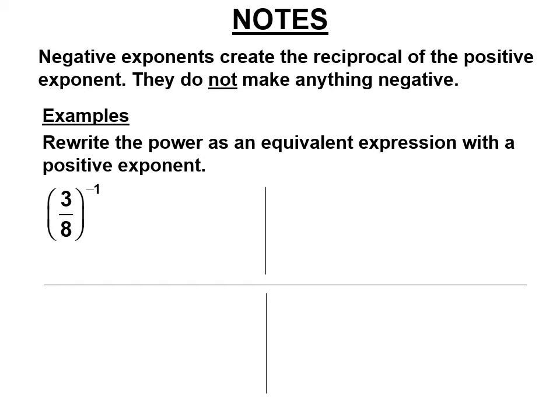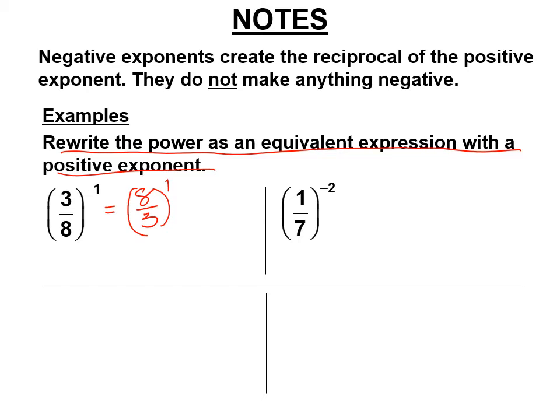All right. Negative exponents turn out not to make negative numbers. That's the number one thing you had to hear today. Negative exponents make reciprocals. Okay, so let's see this. So we have 3/8 to the negative first power. You're going to rewrite this power as an equivalent expression with a positive exponent. You literally just flip the number over and it's 8/3 to the first. That's all it is. They're equal. Negative exponents tell you to flip it over.